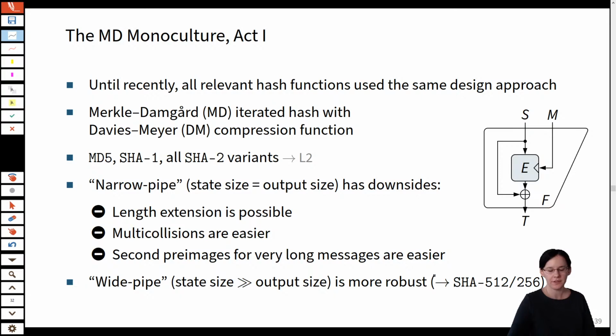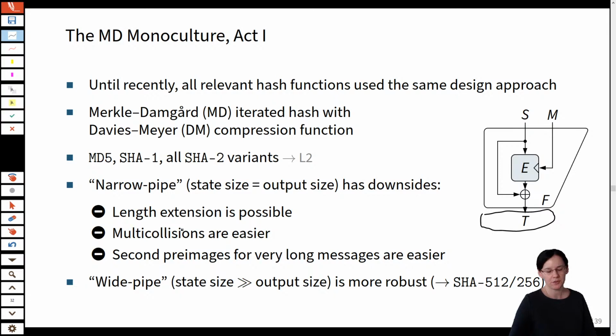And all of these Merkle-Damgård designs were so-called narrow pipe designs. Narrow pipe means that the size of the chaining value here is exactly the same as the final hash size. And this unfortunately comes with a number of downsides. And I want to show some of these downsides in the following, and you will also explore them a bit in the exercises.